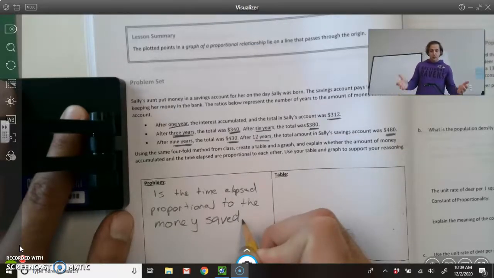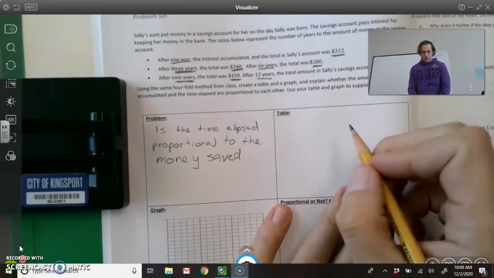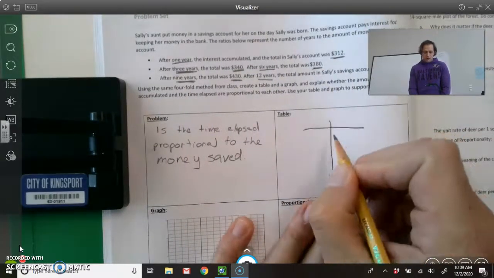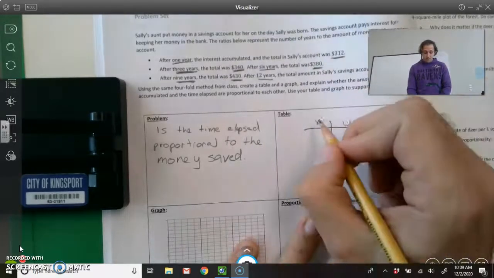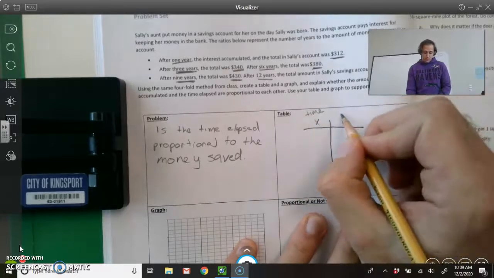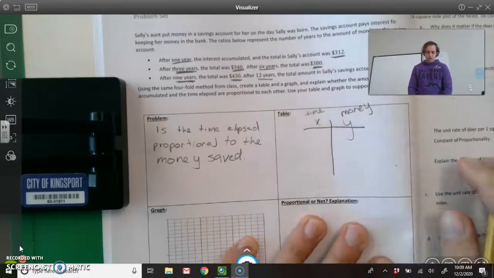So is there a proportional relationship between the time that has passed since Sally's been born, since her bank account started, and the amount of money she has? And we're going to use a table to do that. We're going to create a table over here, and we're going to use X and Y. We're going to make time our X variable, and Y is going to be our money, the amount of money she has.